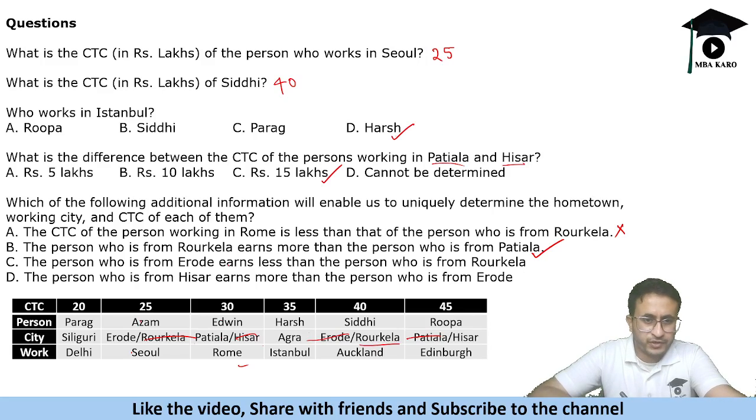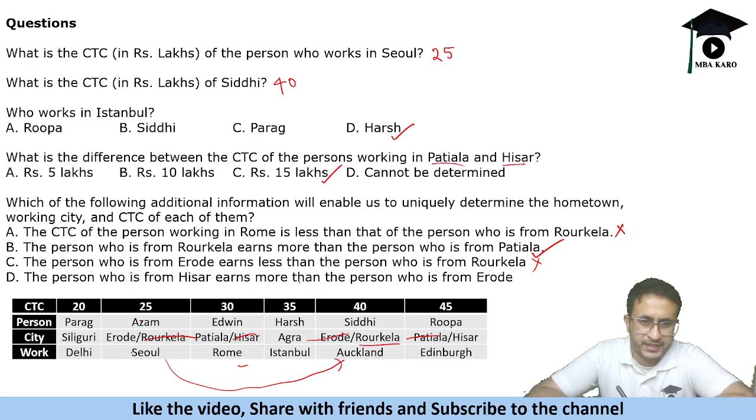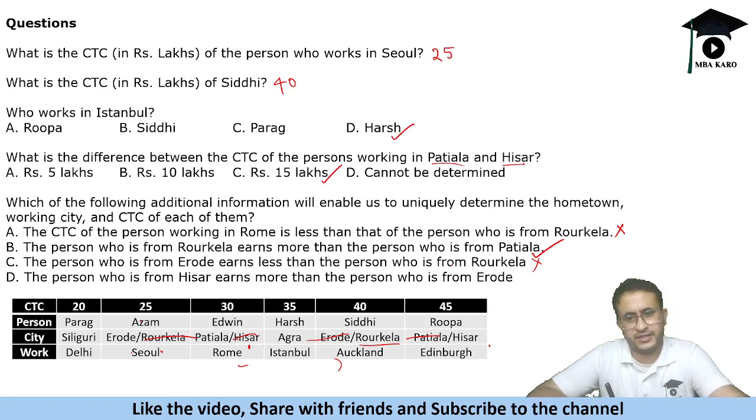The person from Erode earns less than the person from Rourkela. So Erode less than Rourkela, we cannot get Patiala and Hisar. And the last says Hisar earns more than from Erode. So Hisar more than Erode. So that is possible here also. If you put Hisar here, then obviously that person will earn more than Erode. So we cannot determine uniquely using this statement also.